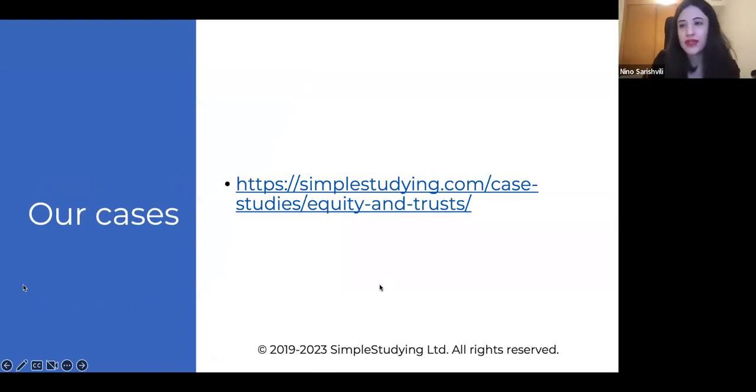Our cases is a great summary of each important case. So we do have cases in the notes, but it's a brief summary. In the notes, we're trying to make it as condensed as possible. So if you need further information on a particular case, you can use the search bar for cases on our website and see further details on that particular case that you're interested in.